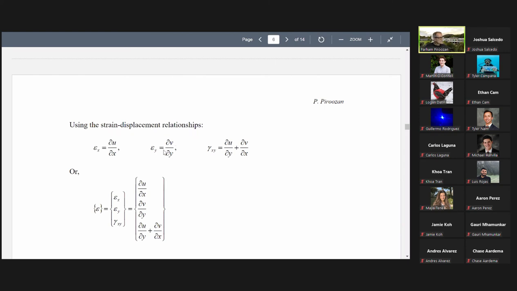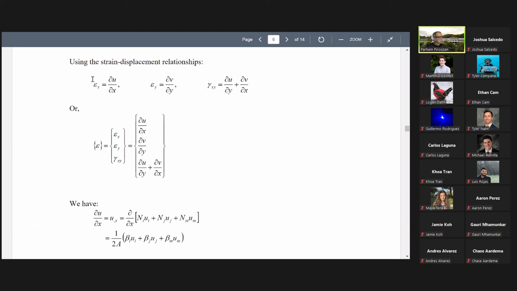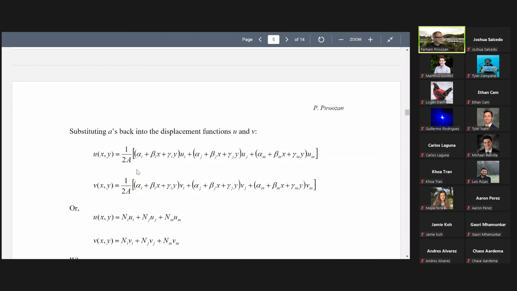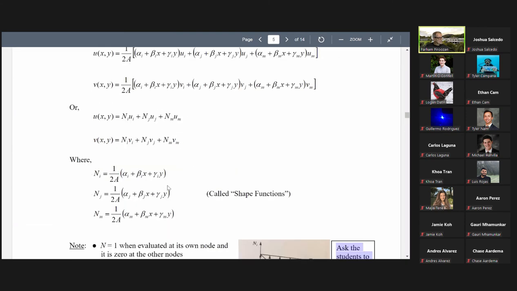Using the strain displacement relationship, you see epsilon strain is related to U by this. These are called strain displacement relationships. Epsilon x is this, epsilon y is this. It is the derivative of v, displacement in the y direction, with respect to y, and similarly for shear strain. So epsilon is the derivative of u with respect to x, the derivative of v with respect to y, and so on. But U and V, we already have them. You see, we found U and V. That's what we wanted, so we can find the strains.